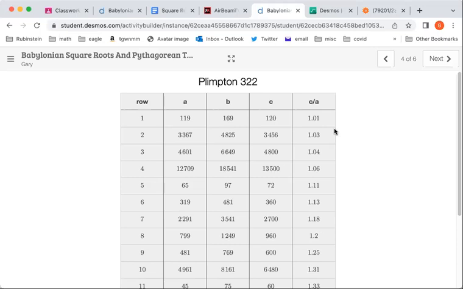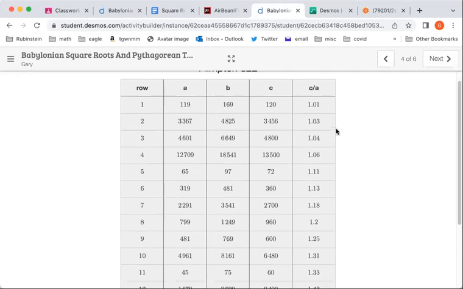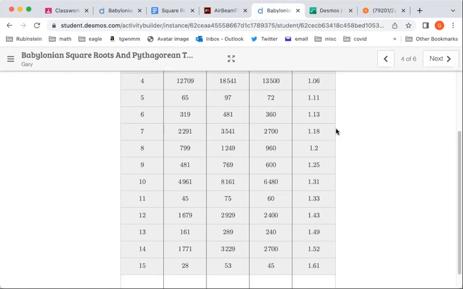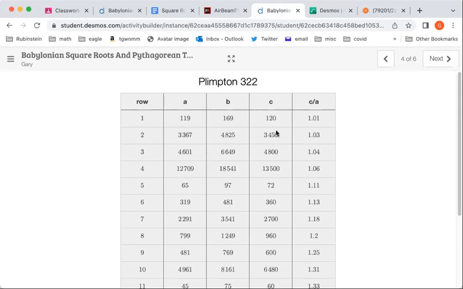Are they primitive triples? No, they're not primitive, because you can see the 45, 75, 60 is kind of like a 3, 4, 5 times 15. So you can go over to this page, and this raises a lot of questions. They found this tablet and they said, wow, that's pretty amazing. Then they had to start interpreting.